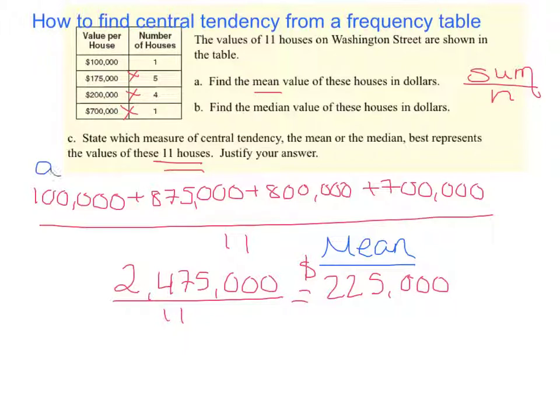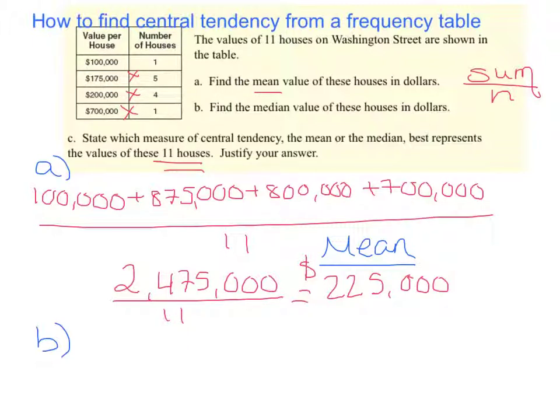Part B asks us to find the median value of the houses. I have to break 11 in half. When I look at the halfway mark of 11, it would take me to 5.5, which means my 6th term will be my middle or median value. Now, without listing them out, I have to find a way to get to my 6th term. So I start from the top of my frequency table and I look at my frequencies and I add them up until I hit or surpass 6.